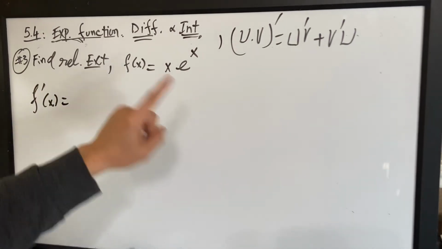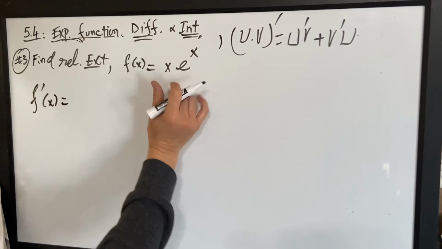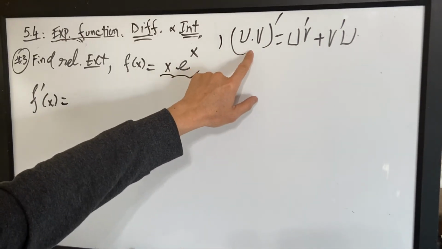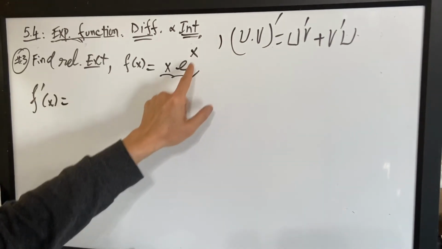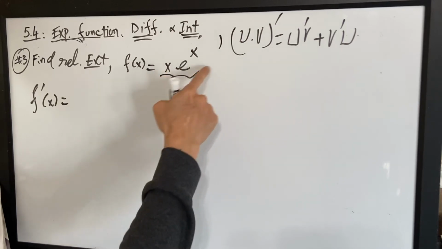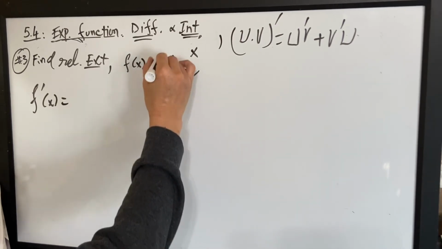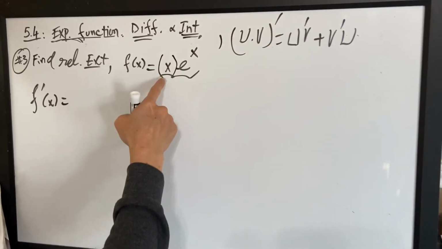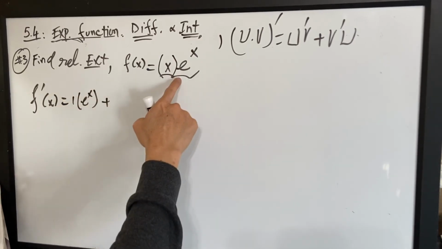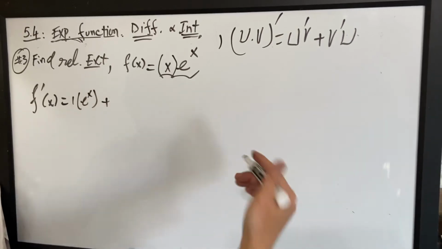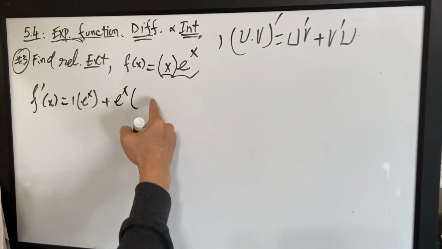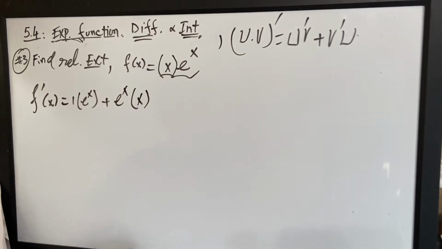F prime of x. Product rule, ladies and gentlemen. Your u is x, your v is e to the x. Derivative of this guy, the product rule: u prime, x prime, is 1 times e to the x, plus v prime, e to the x, which is e to the x itself, because that is its derivative, times u, which is x.